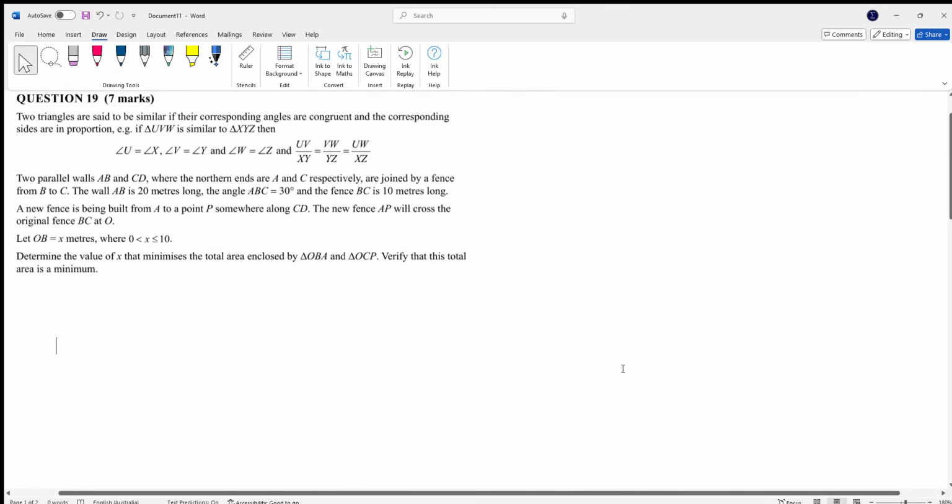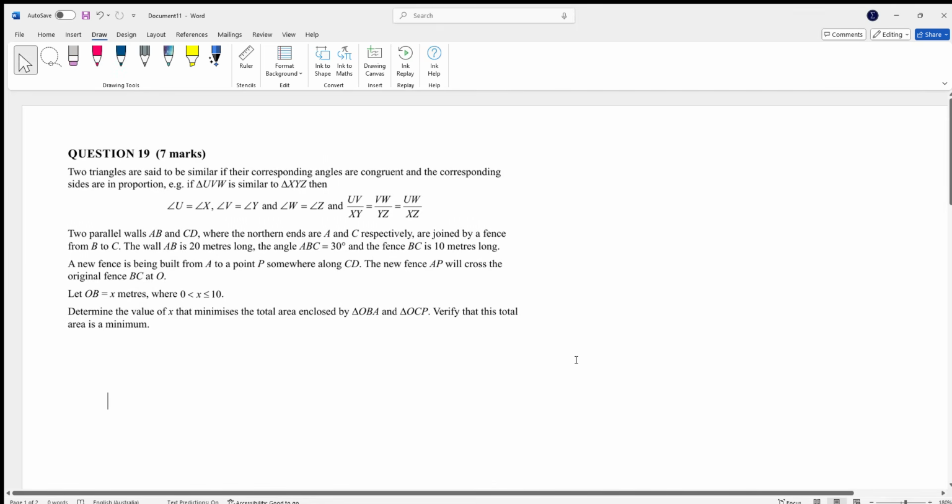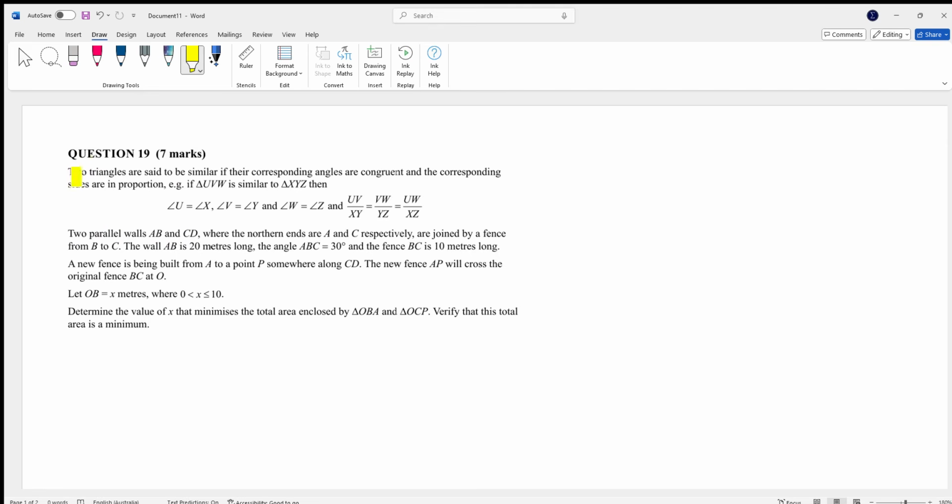Okay. So first of all, when you're met with this question, it's overwhelming at first. However, what we've got to understand is what they've given us here. Two triangles are said to be similar if their corresponding angles are congruent and their corresponding sides are in proportion. Example, triangle UVW is similar to XYZ. Then they give us this information here. This is information they are providing us in the question because we may not remember what similar triangles are.